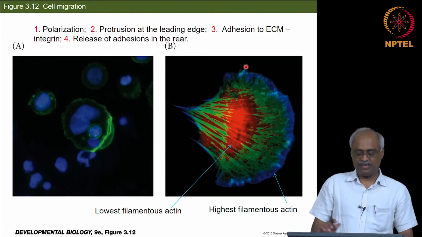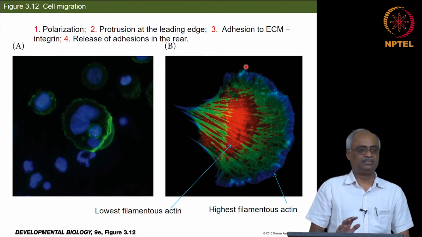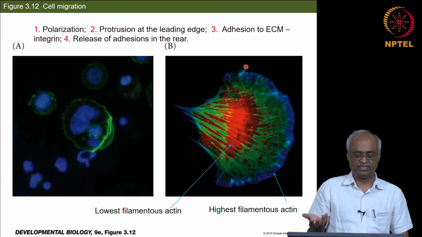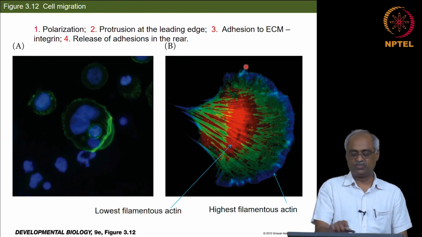So, we saw a set of movements that is primarily of epithelial cells. Okay, so far all that we saw is from a sheet of cells. Cell migration happens readily in mesenchymal cells as well, but the mesenchymal cell migration is somewhat different. And here you have these 4 steps.